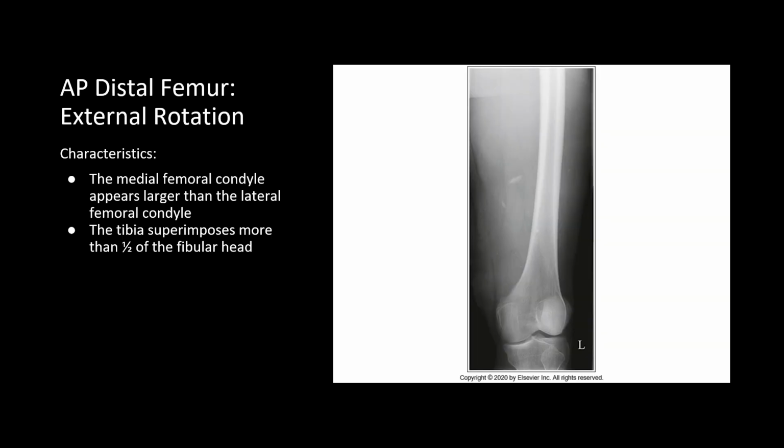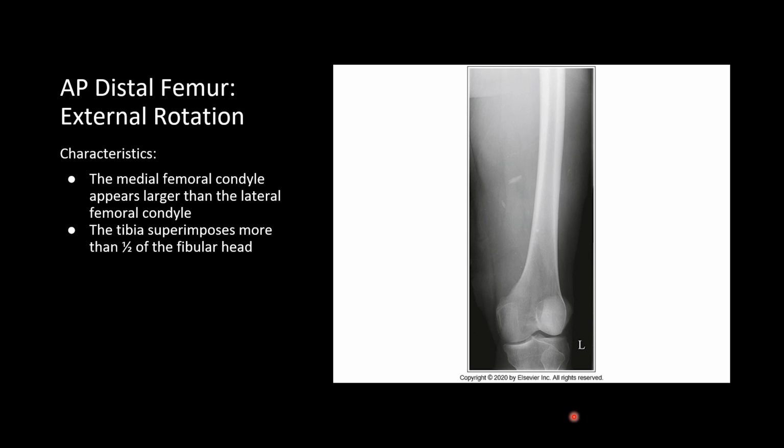Let's talk about rotation in the AP distal femur. If the leg is externally rotated for an AP distal femur projection, the femoral epicondyles are not in profile. The medial femoral condyle appears larger than the lateral femoral condyle. As you can see here, medial appears larger.